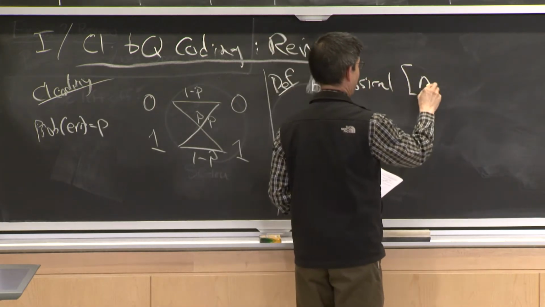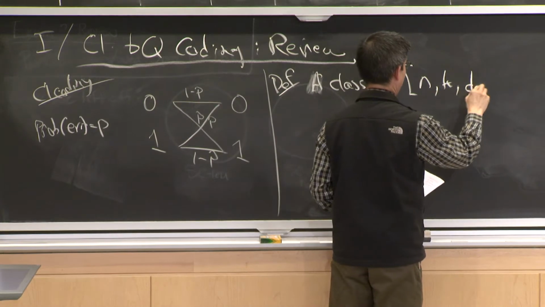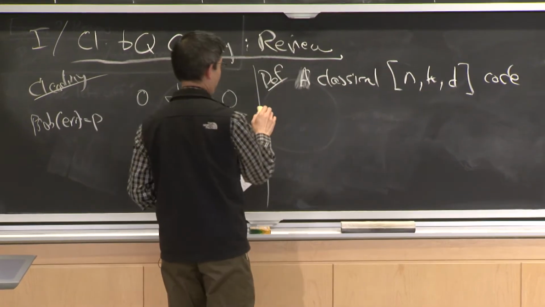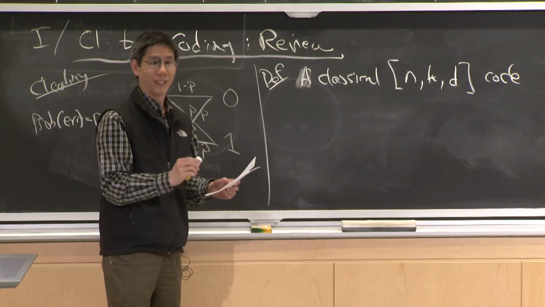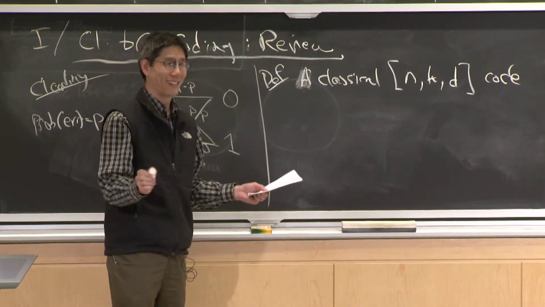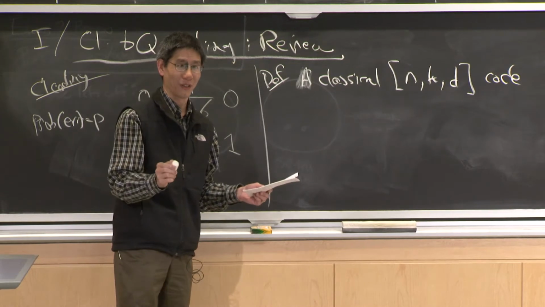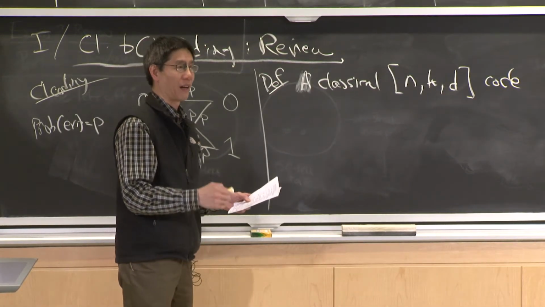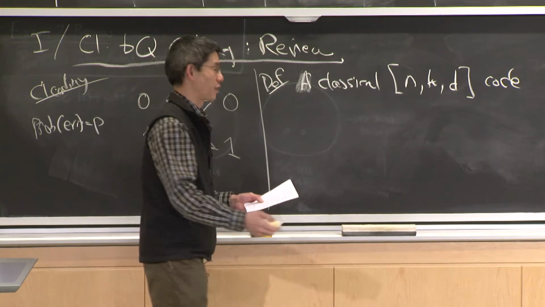With some parameters, n, k, and d. And this will be a very simple conceptual definition. This is exceedingly general. It's not meant to actually be very useful. And the reason I give you this kind of definition is because I want you to see the parallel of this definition with the quantum version of it.